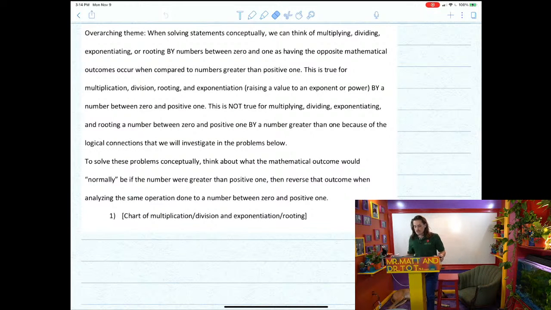Okay. So when solving statements conceptually, we can think of multiplying, dividing, exponentiating, or rooting by numbers between 0 and 1 as having the opposite mathematical outcomes when compared to numbers greater than positive 1. Sorry, there should be no "or" there. When compared to numbers greater than positive 1. This is true for multiplication, division, rooting, and exponentiation, or raising a value to an exponent or power, by a number between 0 and positive 1.